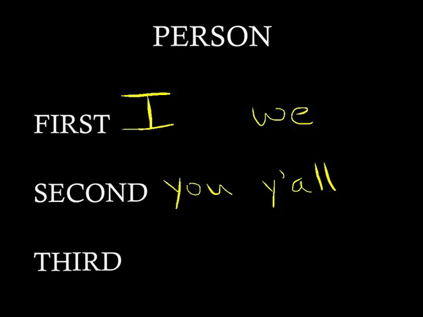And then third person is generally referring to someone or something that's in another room. So it's either going to be he, she, or it, or they. So, first, second, third refers generally to a relationship between the speaker and the verb. First person, the speaker is the subject. Second person, the listener is the subject. And third person, it's somebody in the other room.